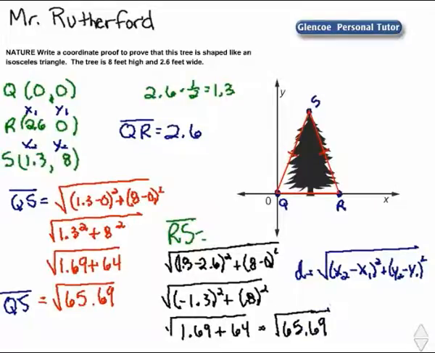So we can say then that segment or side QS is congruent or equal to side RS. Therefore, we can say that this triangle QRS is an isosceles triangle.